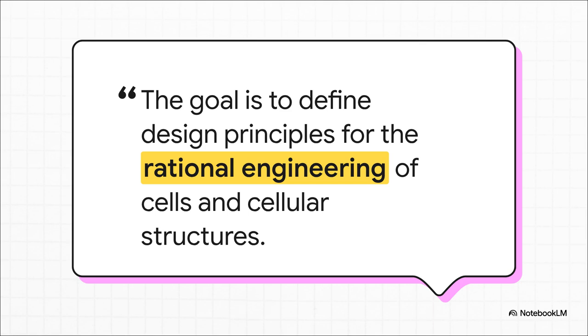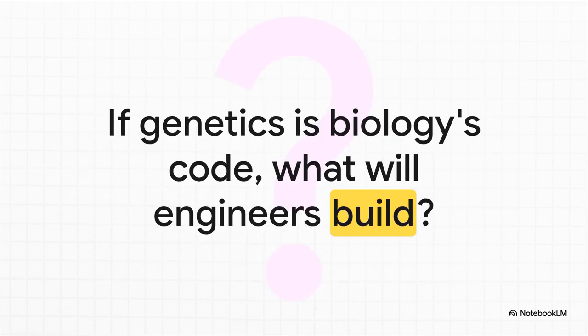Think about it. Once we truly understand the rules of the code, we can go beyond just watching life happen. We can start to actively design it. We can debug genetic errors, optimize how cells work, and maybe even build entirely new biological functions from the ground up. Which leaves us with a pretty incredible thought to chew on. For centuries, we've been learning how to read the code of life. But now, the real challenge is learning how to write it.